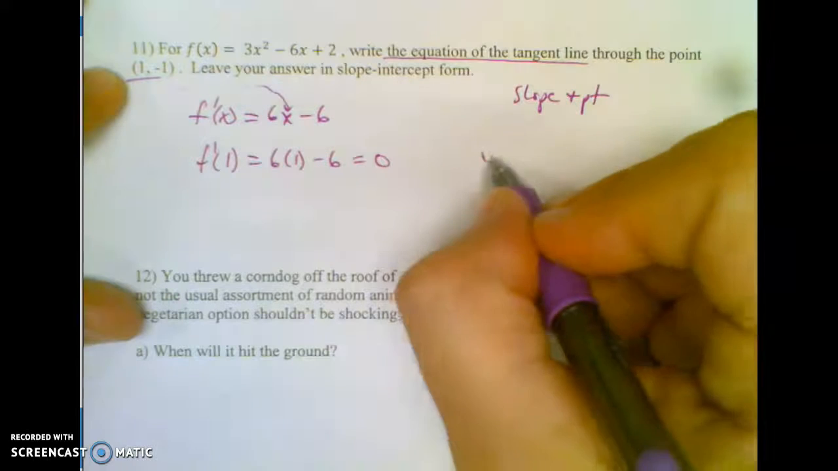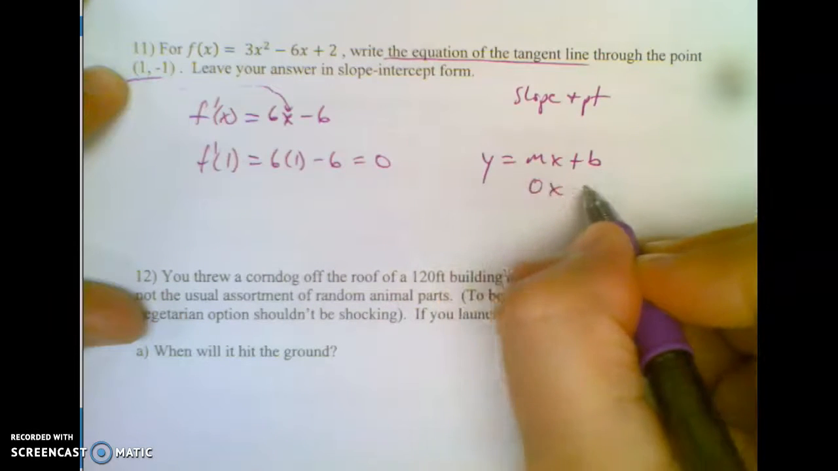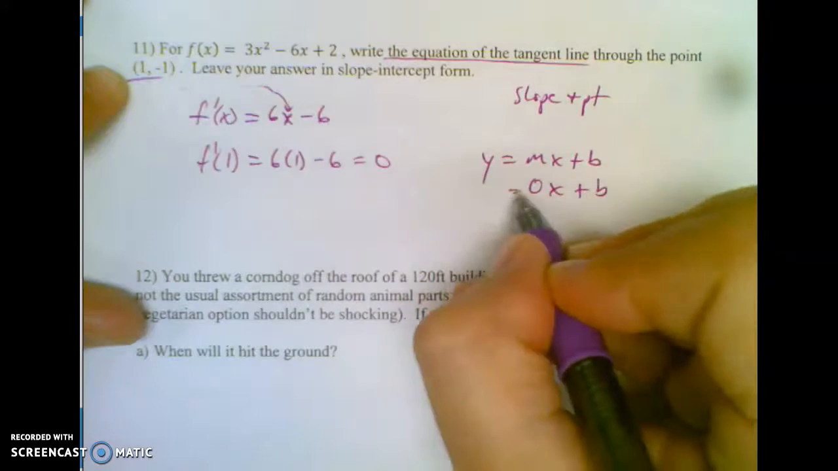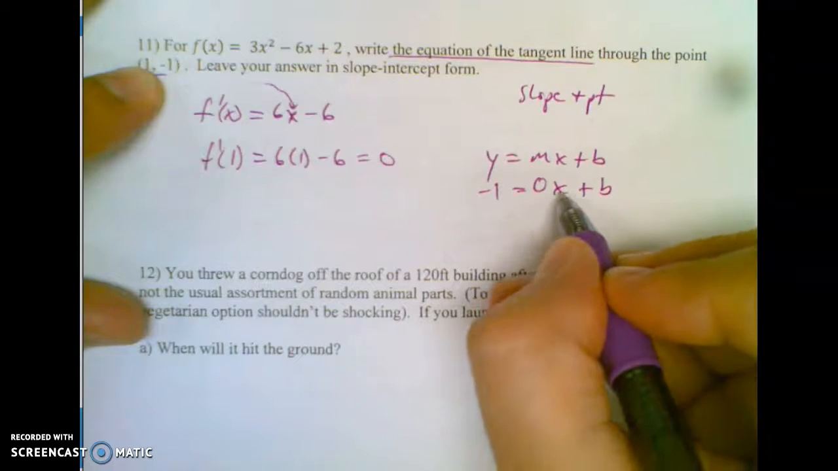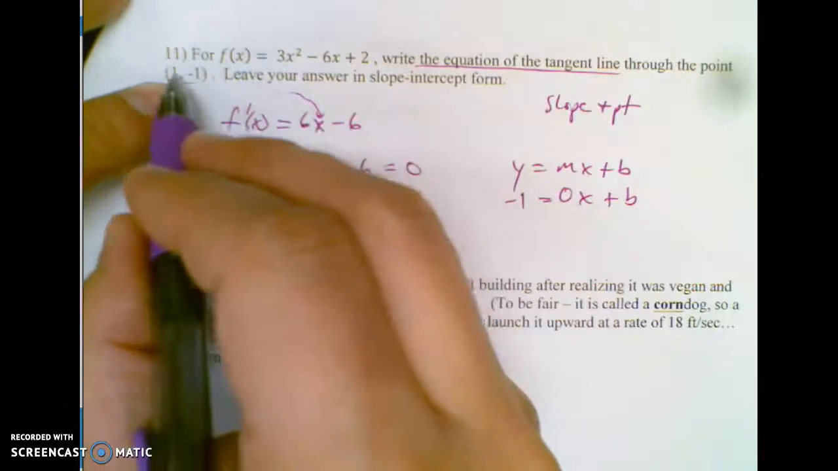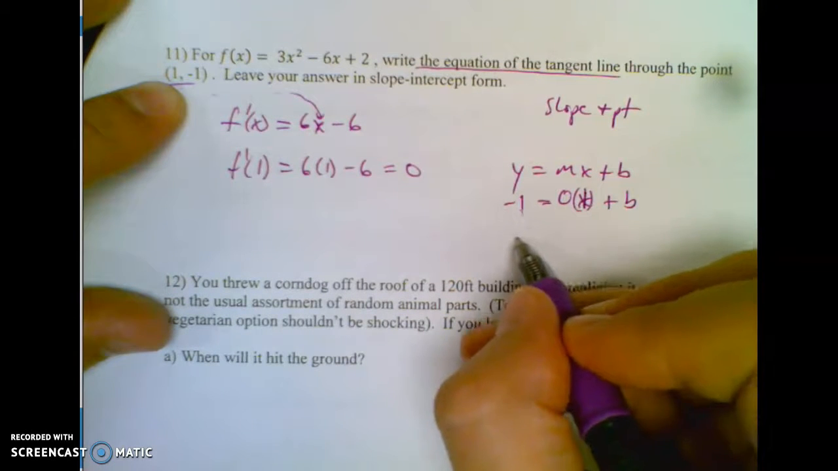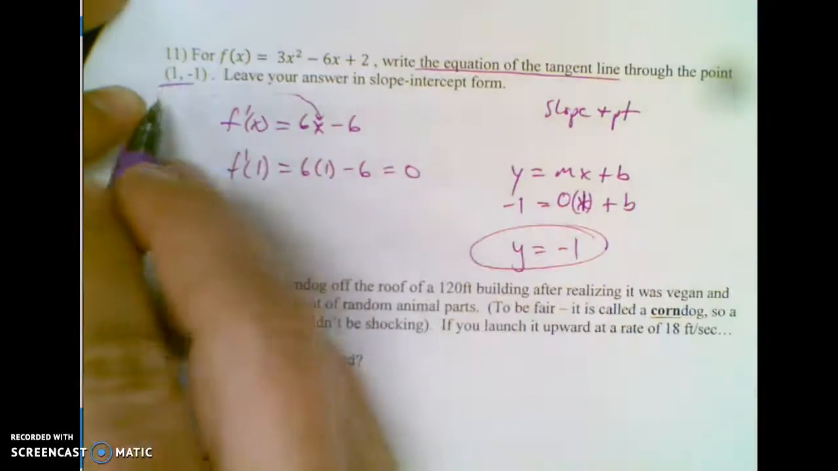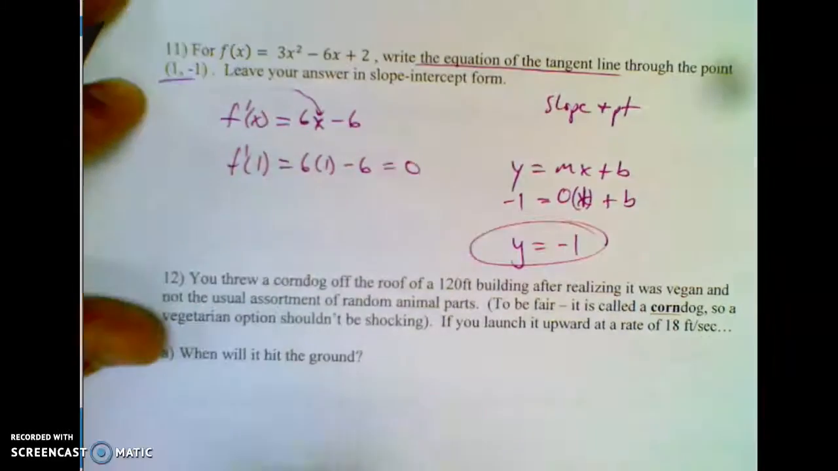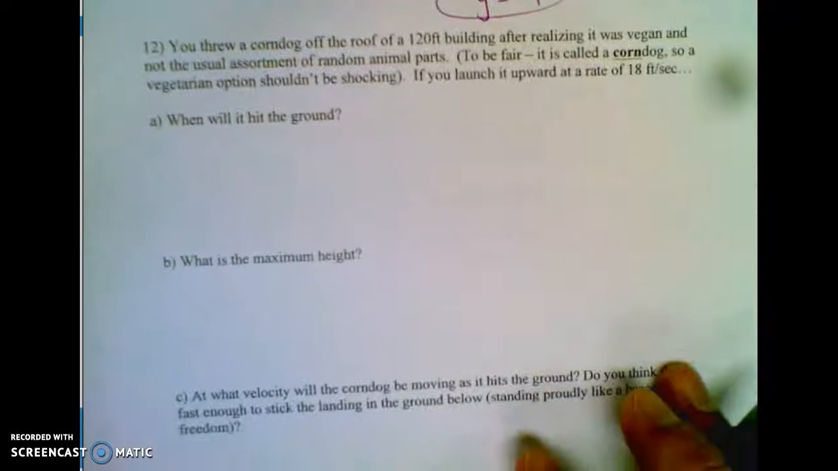So if I have my normal y equals mx plus b, and my slope is 0, and my y is negative 1, I'm just using the x part and the y part. B is negative 1, so y equals negative 1. It's just a horizontal line through negative 1, 1. That was weird. Usually you can get it in slope-intercept form by using a point and a slope.